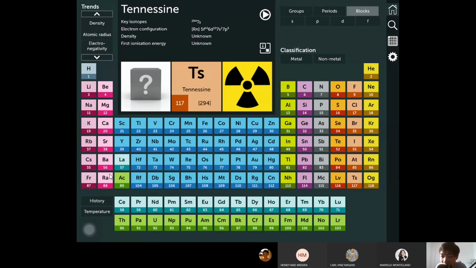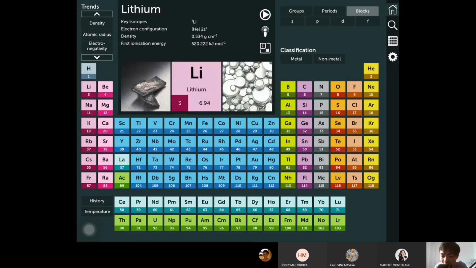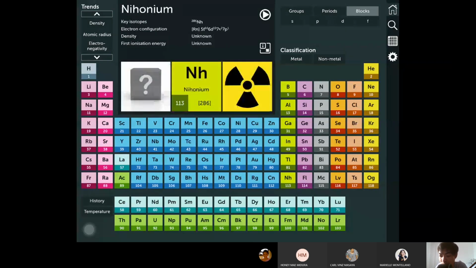Ito, second column, ano yung dulo niya? S2. First column ng P, edi P1, P2, P3, P4, P5, P6, D1, D2, D3, D4, D5, D10, no? F1, F2, F14. So, yun yung idea ng periodic table. Okay, so yun, they are arranged in such ways that their electron configuration matches with their column. Pare-parehas sila ng ending kada column, no?